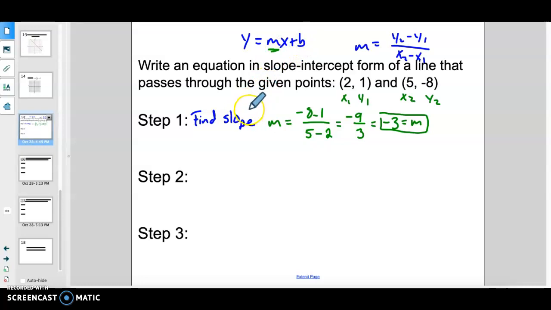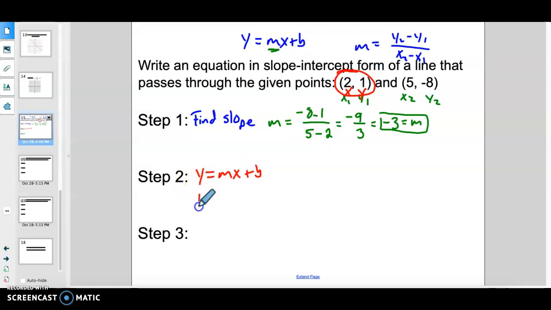So there's a few different options for this. My favorite option is we are going to plug in one of these points and the slope and solve for b. So I'm going to pick this set of points. So your job is we've got y = mx + b. This 2 is going to be the x. The 1 is going to be the y.